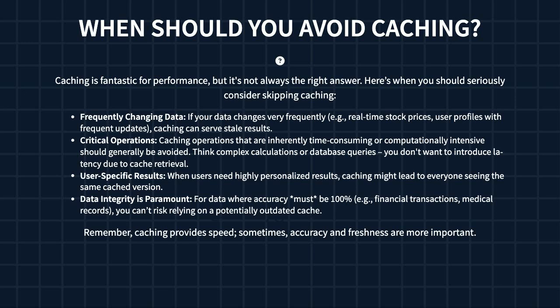And if users need very specific, tailored results, caching can cause everyone to see the same thing. Finally, be super careful with data where accuracy is absolutely critical, things like financial transactions or medical records. You simply can't risk relying on a cached version that might not be completely up to date.